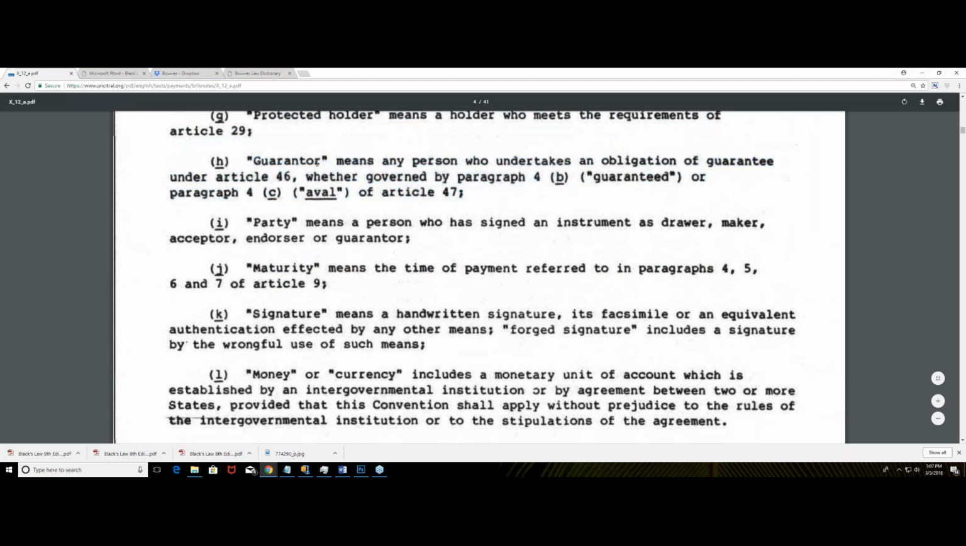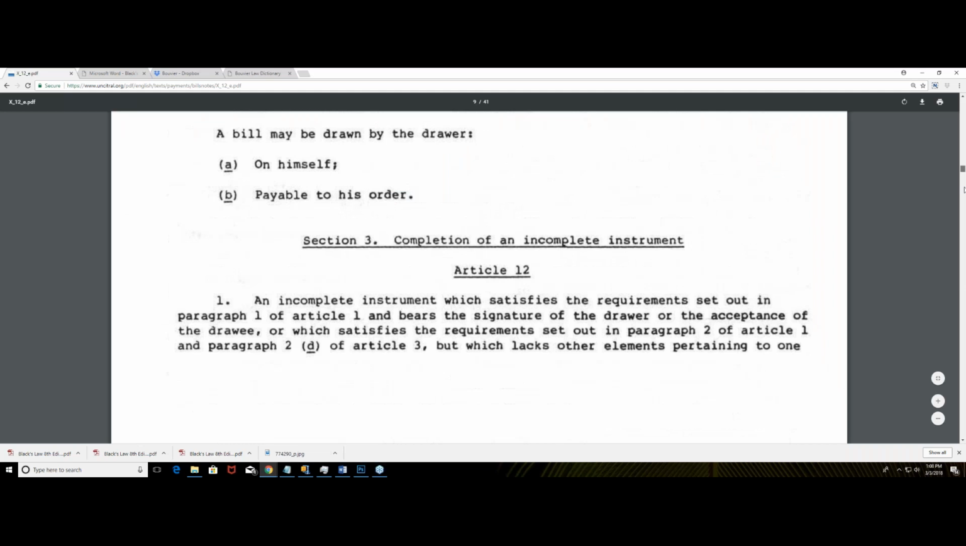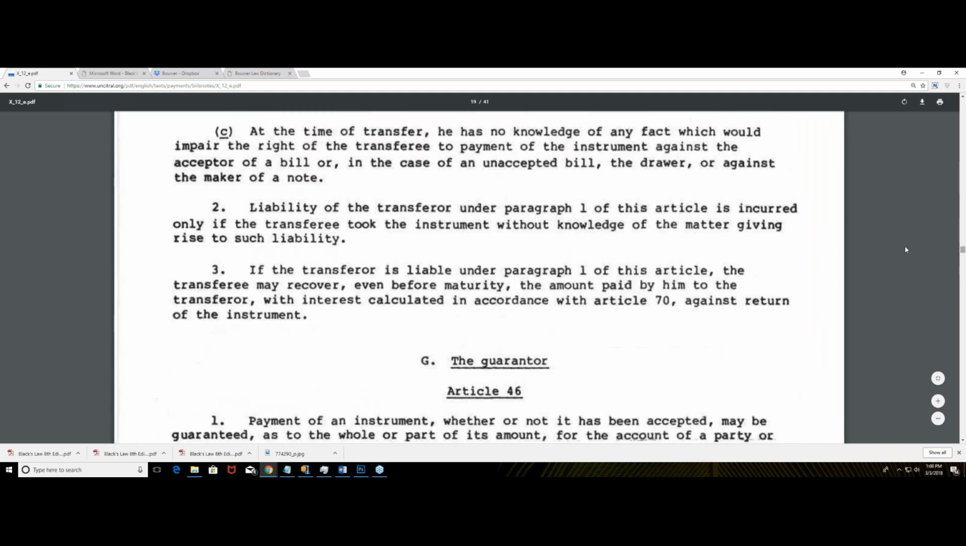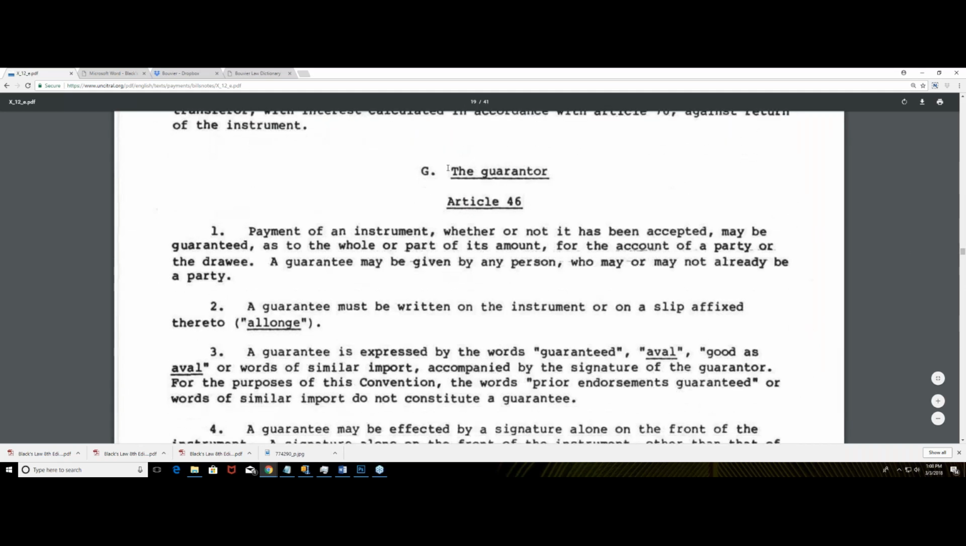H, a guarantor means any person who undertakes an obligation or guarantee under Article 46, whether governed by paragraph 4B, guaranteed, or paragraph 4C, aval of Article 47. So right now we're talking about Article 46 and Article 47, okay? We're going to go over there and look at Article 46 and Article 47 to see what a guarantor is. All right, so here we have the guarantor, Article 46.